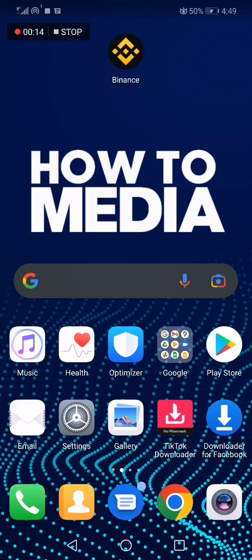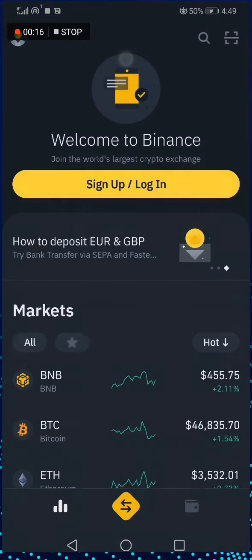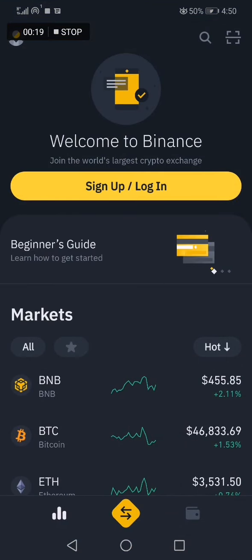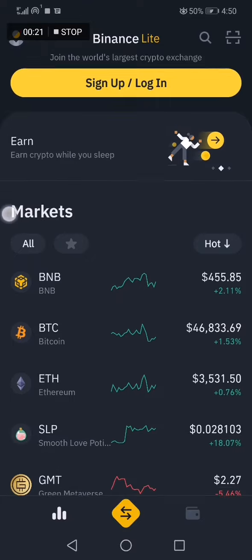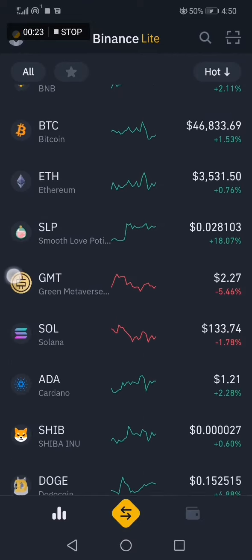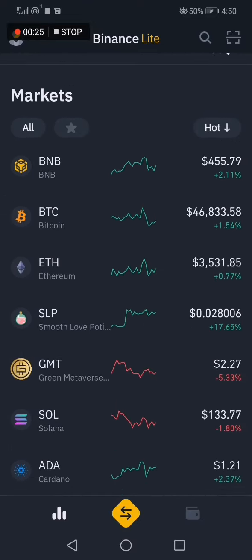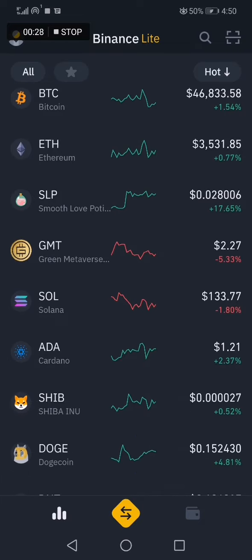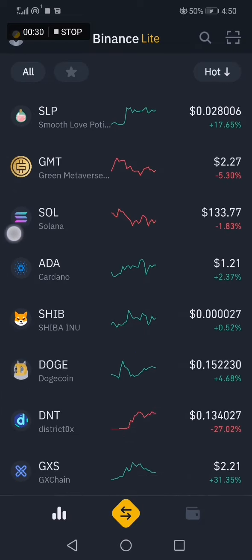So first thing we do is we go to the Binance app, and as you can see, this is the home page. Now these are the markets. As you can see, BNB, Bitcoin, Ethereum, SLP, GMT, Solana.